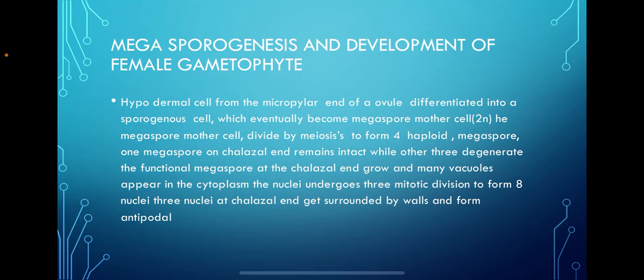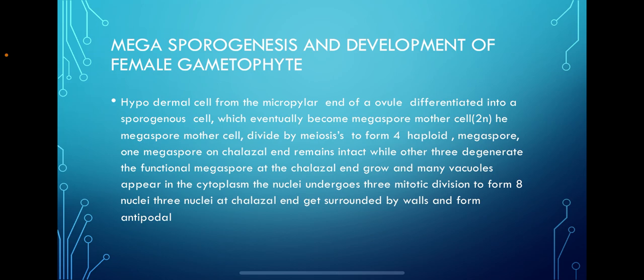Megasporogenesis and development of the female gametophyte. A hypodermal cell of the micropylar region of the ovule differentiates into a sporogenous cell, which eventually becomes the megaspore mother cell. The megaspore mother cell divides by meiosis to form four haploid megaspores. One megaspore at the chalazal end remains intact, while the other three degenerate. The functional megaspore at the chalazal end grows, and many vacuoles appear in the cytoplasm.